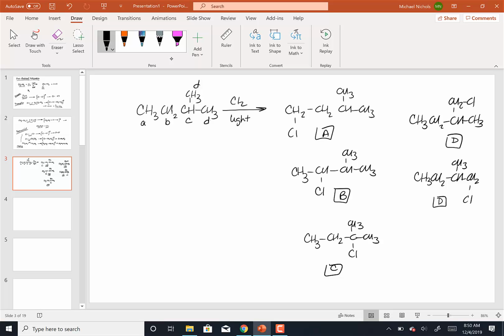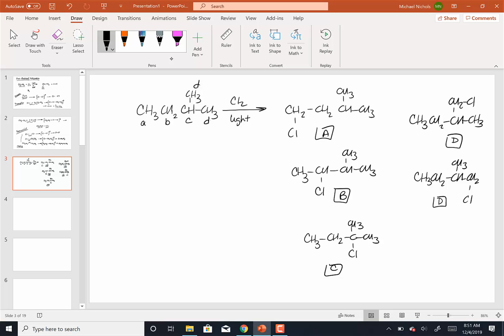But then counteracting that is, but wait, there are 6 hydrogens that give you product D and only 1 that gives you C, and 2 and 3 that give you A and B. So based on the number of hydrogens, D would be the major product. True. Sometimes.